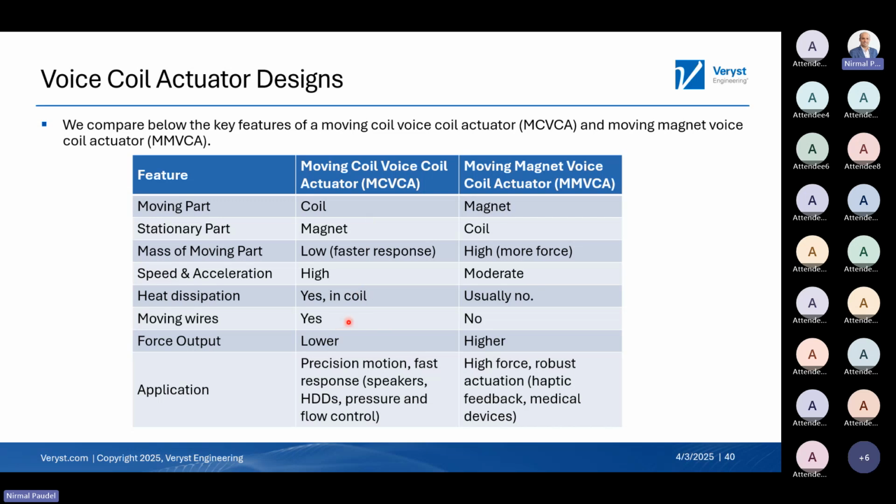it to oscillate. And then the force output, generally for moving coil, the force output is relatively lower compared to the moving magnet. And for different applications, the moving coil is used in speakers, hard drives, pressure and flow control mechanisms. But the moving magnet is used for applications where there is a high force demand, robotic actuation, medical devices and so forth.